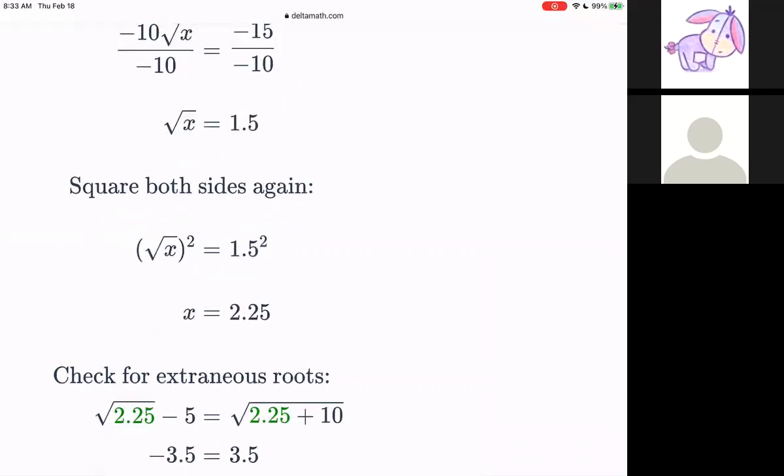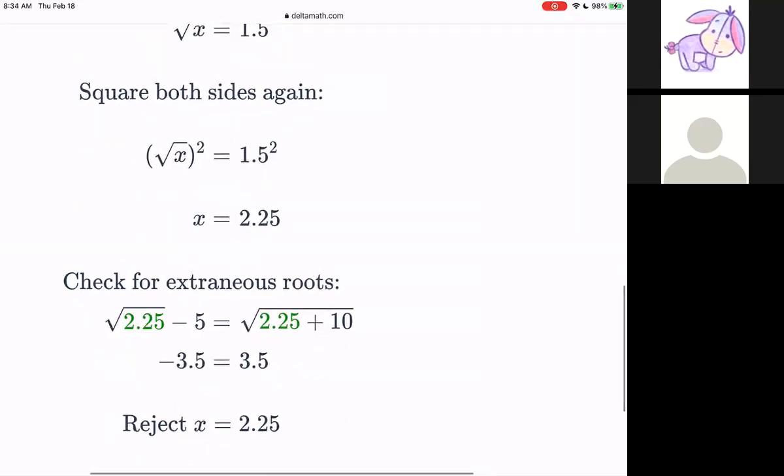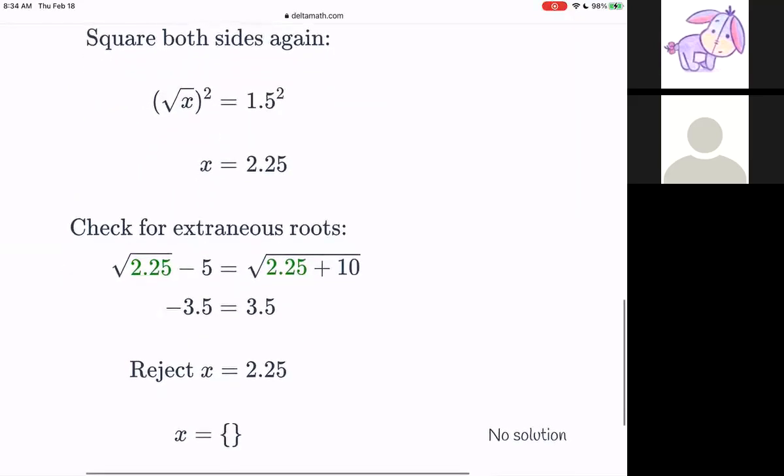So you see how it's different from what we did before. Before we got something like 2 equals 2, positive number equals positive number. But when you reject an answer, it's going to look like negative number is equal to positive number. So this is a lie. Negative 3.5 is not the same as 3.5. This is a false statement. So since it is a false statement, you reject 2.25, or whatever the answer is that you would get in your situation. And so you just enter in nothing onto Delta Math.